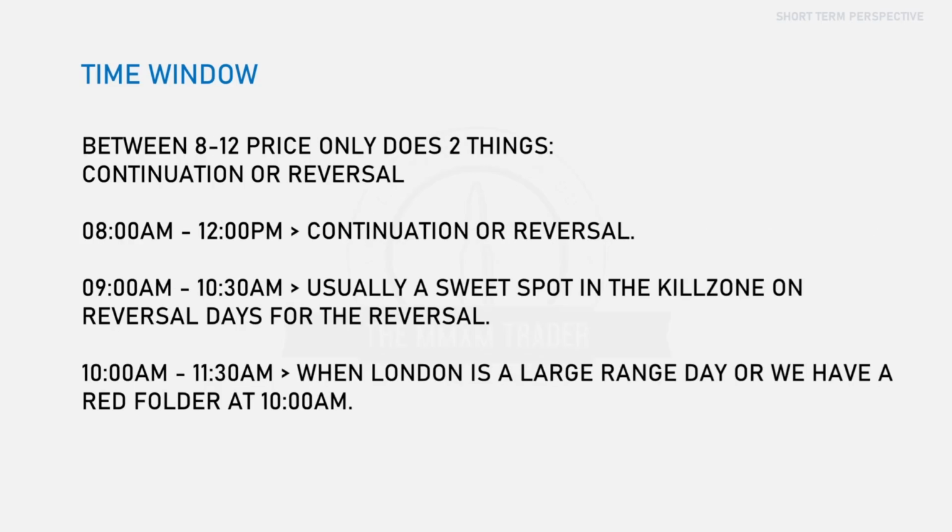Between 8 and 12, price only does two things. We either have a continuation pattern or a reversal pattern. So 8 a.m. EST to 12 p.m. EST is our kill zone. Now 9 a.m. to 10:30 a.m. EST, usually that is the sweet spot in the kill zone for reversal days, for the reversal pattern. So we'll outline this in the charts coming up and we'll see how that is formed. And then we have 10 a.m. to 11:30 a.m. This is when London was an extremely large range, or we have a red folder at 10 a.m.